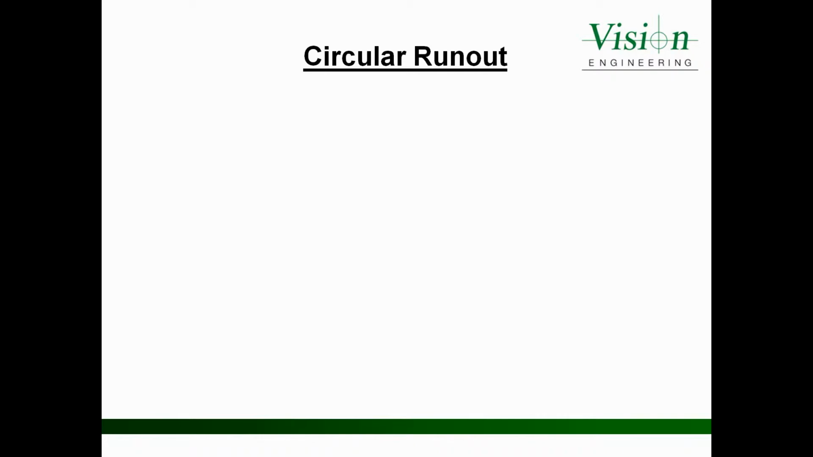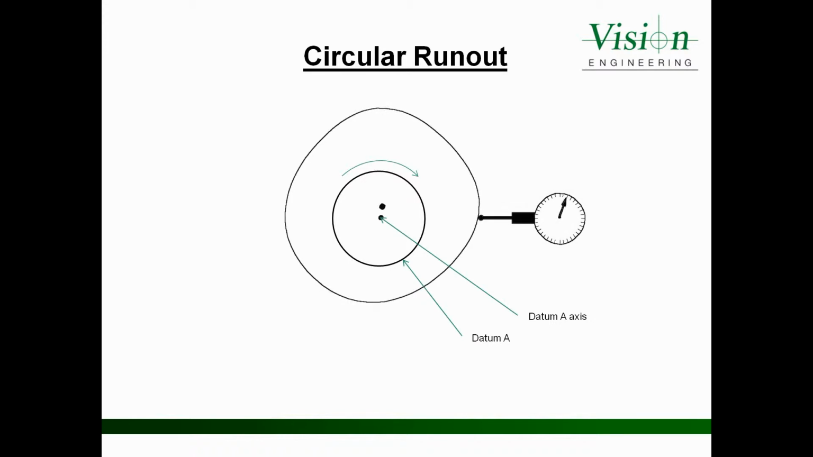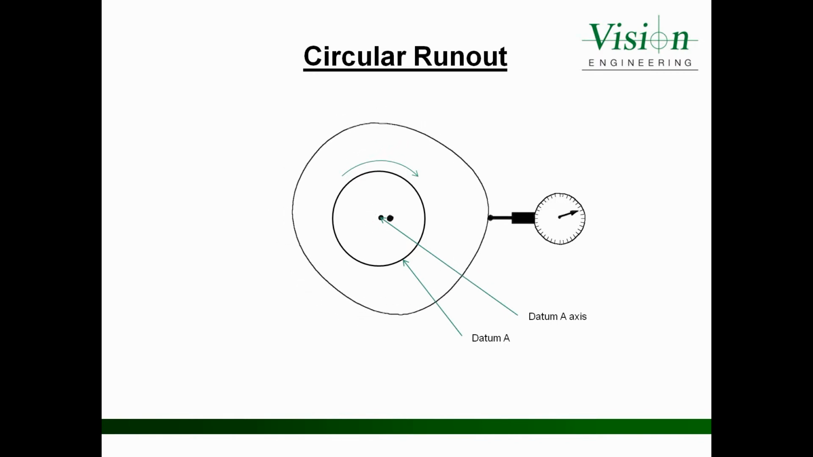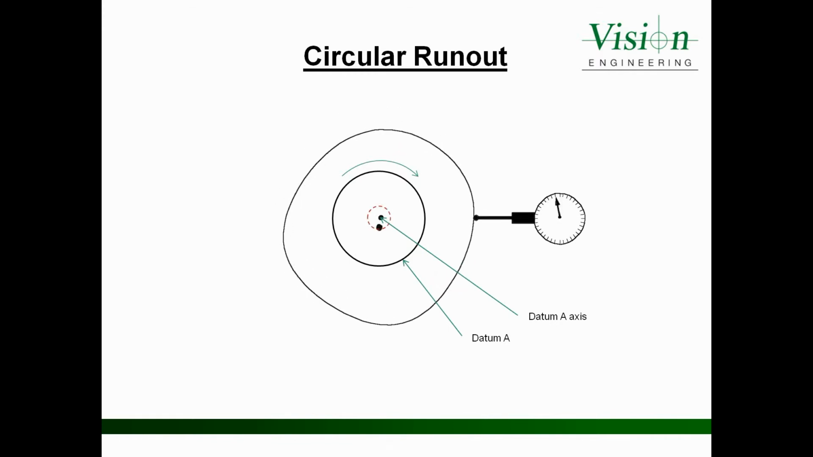Circular ring-out is a combination of roundness and concentricity. We shall take our part and rotate it about the datum A axis as we have done before. And while we're rotating the part, we'll record the total indicator reading, which will be our circularity ring-out. As our part rotates about our datum A axis, you'll notice our concentricity diameter from our previous illustration.